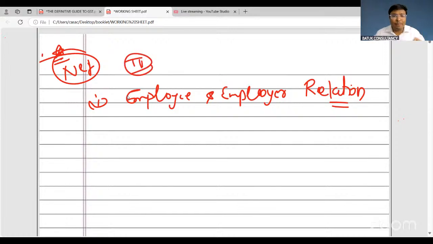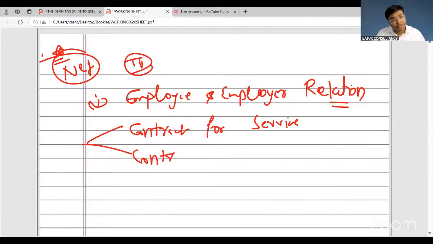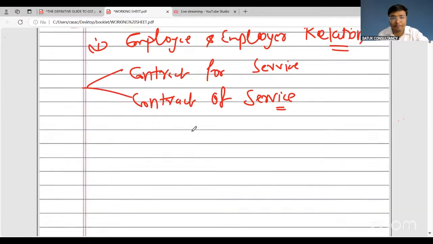Sir, do you have any idea about two terms? One is contract for service, and another is contract of service. Do you have any idea about these two terms, contract for service or contract of service? If you have an idea, you can put yes. If no idea, then you can put no.